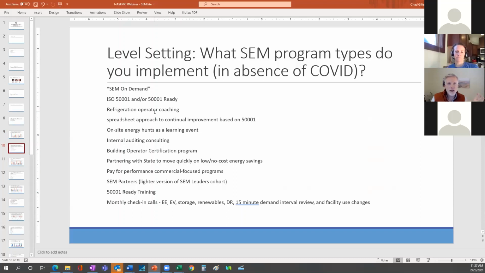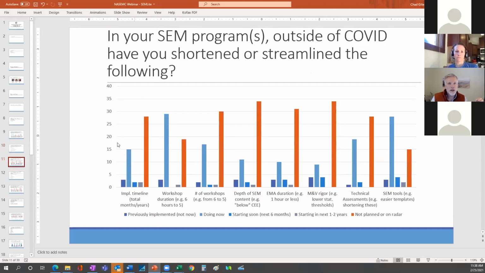And again, I'm moving quickly because we'll provide this deck to all of you, and it'll be a little more cleaned up so you can better decipher it. The next thing: if we set the table with the last question, now we're going to get into what people are doing. We said streamlining was probably the most common definition or trait of what SEM Lite would be. If you are in your programs, how have you been shortening or streamlining these different parts of your programs?